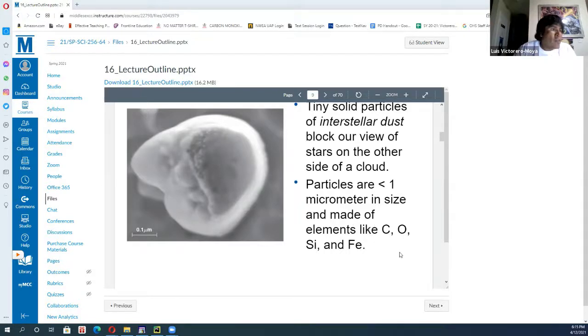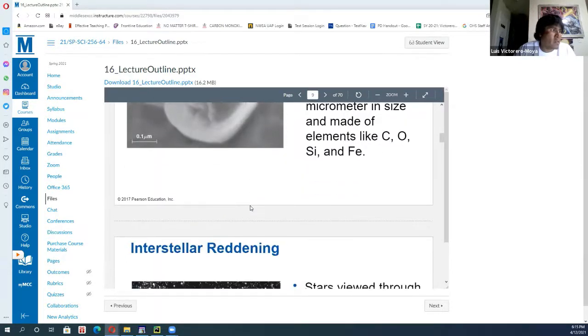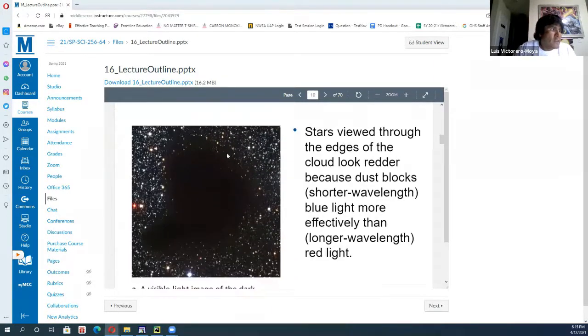They are mostly made of carbon, oxygen, silicon, and iron. Not surprisingly, because all of these elements are made in the core of stars, by the way. So that makes sense. So this is an example of reddening. That's how it can block your view, right? The cloud will look redder because it blocks visible light. So blue light is not able to pass through as effectively as red light.